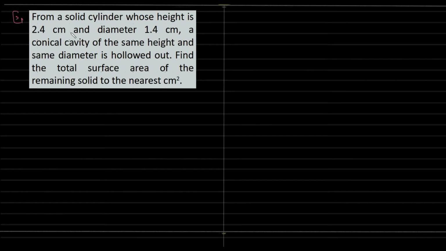A solid cylinder whose height is 2.4 centimeter and diameter is 1.4 centimeter. A conical cavity of the same height and same diameter is hollowed out. Okay, so first thing is first, conical cavity.